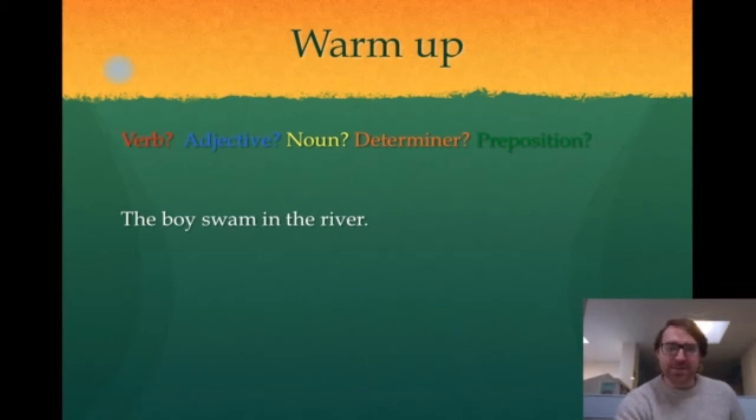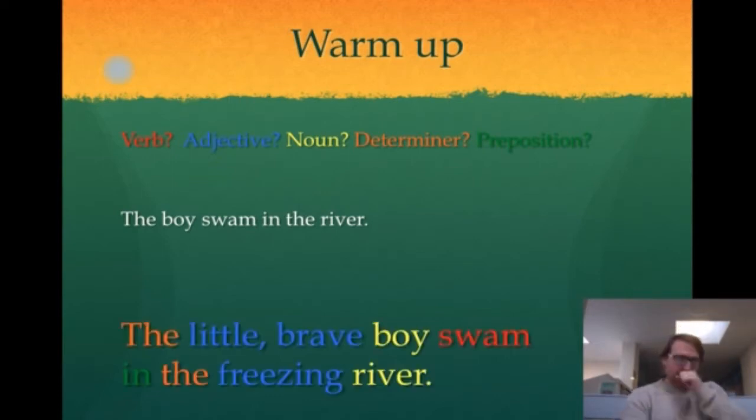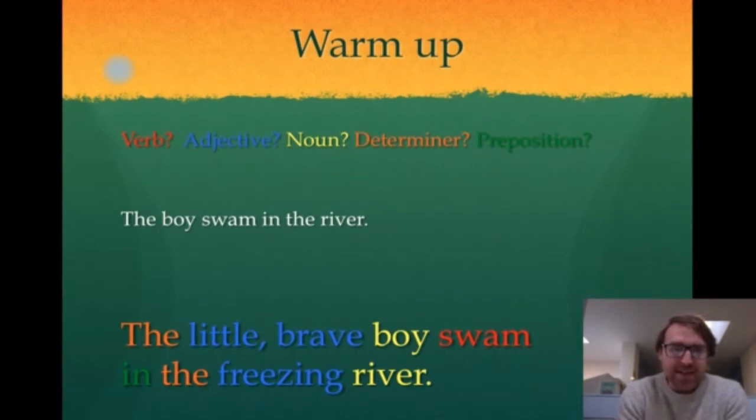Now remember, we talked about adjectives being really important last week when writing our fairy tale. So let's have a look. I've added some adjectives in. So we've got the, which is a determiner, and we've got the little brave. You've guessed it, an expanded noun phrase, little brave boy, with my comma in between little and brave, and I've put those in blue to show my adjectives. The boy is a noun, swam is the verb because it's a doing or being word, and then in is my preposition telling me where it's doing it, and then the freezing river, and we've got another noun there at the end with river.